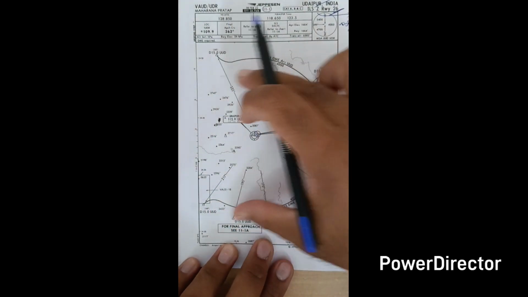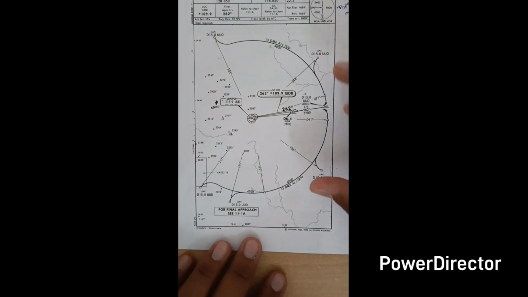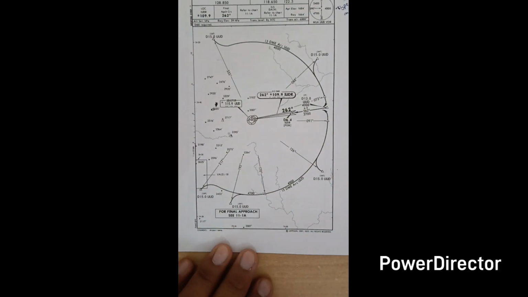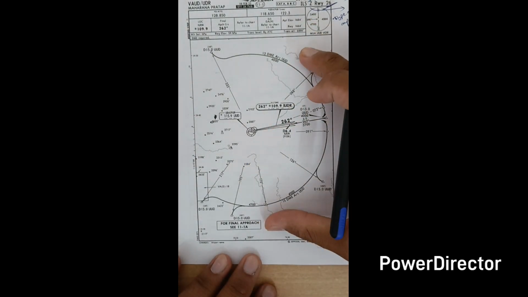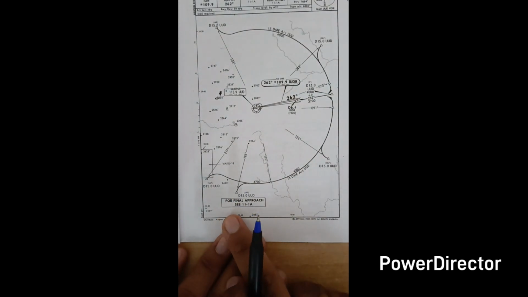Okay, then comes the plan view. And over here you can see, usually what happens in a single approach plate, there will be a profile view below, but since this approach is more detailed and it is a bigger chart, you have a separate chart which says for final approach C111A.